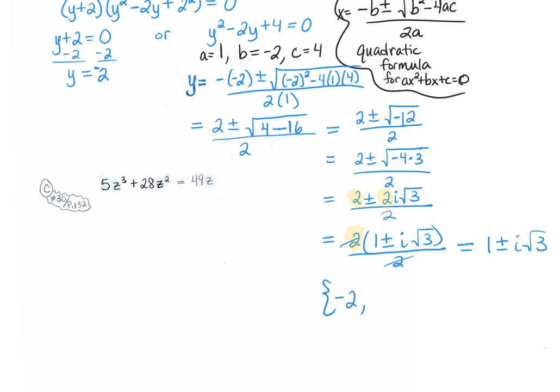Yes? 1 plus or minus, go ahead. The square root of 3. What? Oh, i times the square root of 3. I times the square root of 3. And whenever you say i to the square root of 3, it makes it seem like square root of 3 is an exponent. So i times the square root of 3. Good. This is our solution set. Very good. What questions do you have?